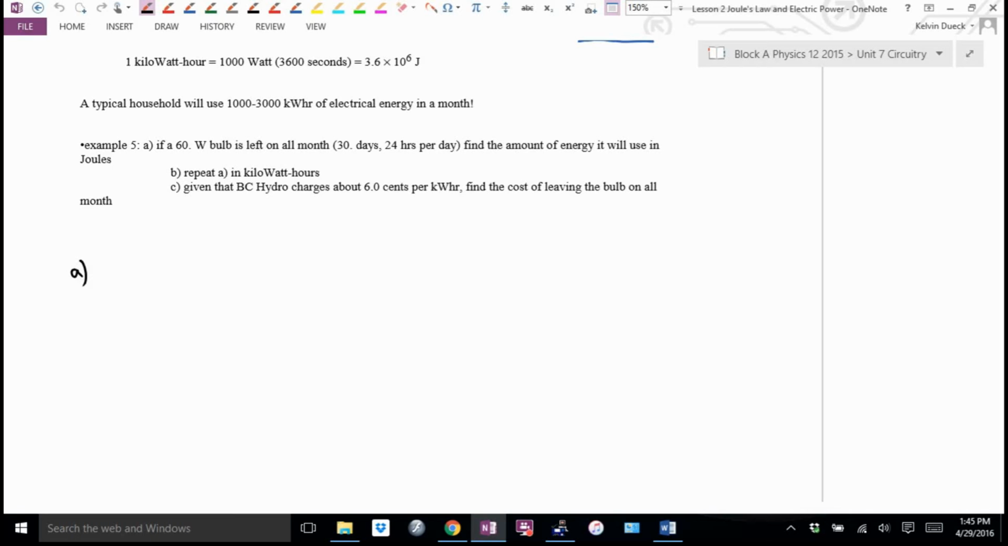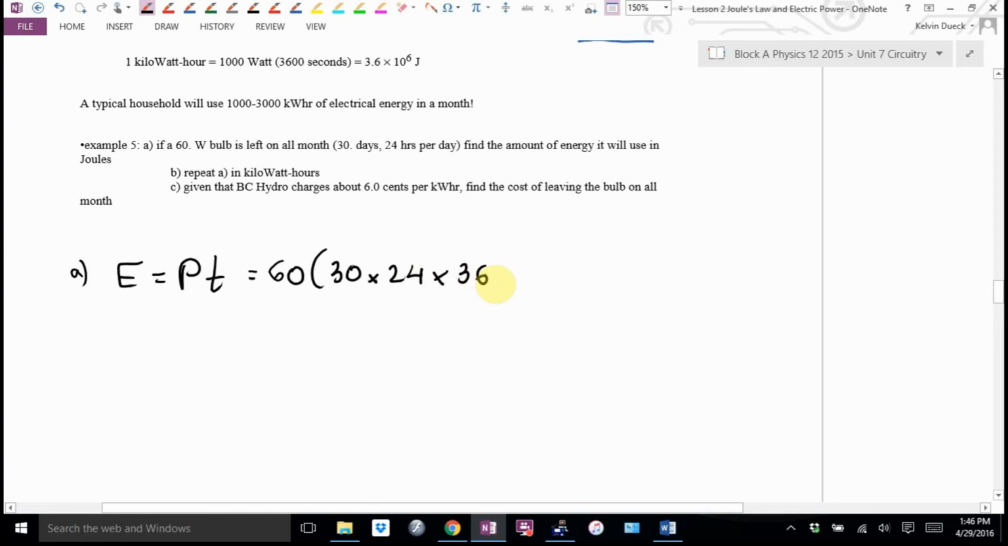So, Vikas, what's this question asked me to find for part A? Read carefully. What's it asking me to find in part A? Energy. Electric energy in circuits, well, that is power times time. Did they give me the power in watts? It's still 60. How much time in example 5, part A? All month. In 30 days, 24 hours, so it's going to be 30 days times 24 hours times 3,600 seconds per hour.